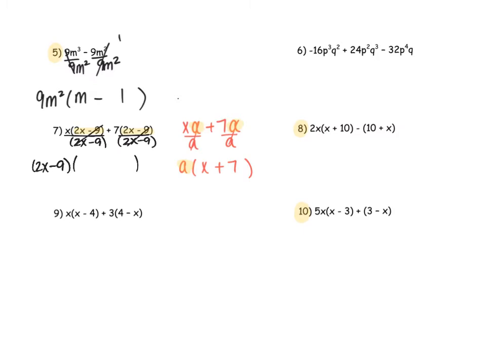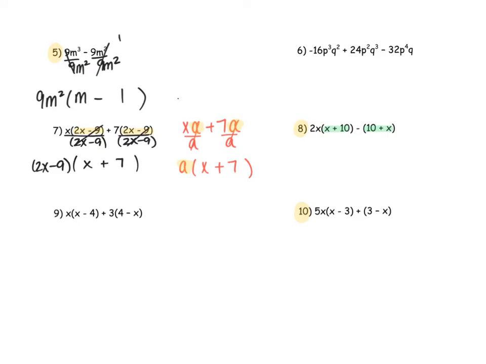So those cancel, and I'm left with x plus 7. And that's it. That would be my final answer. Awesome. Why don't you guys try number 8 on your own? Just a tip here. These two parentheses, x plus 10 and 10 plus x, are actually the same thing.